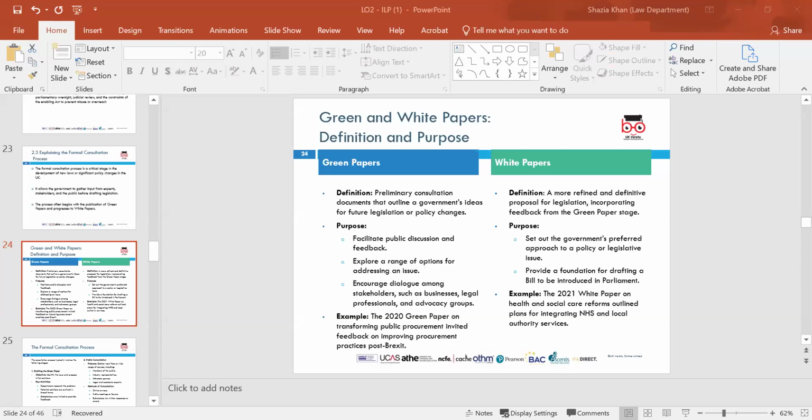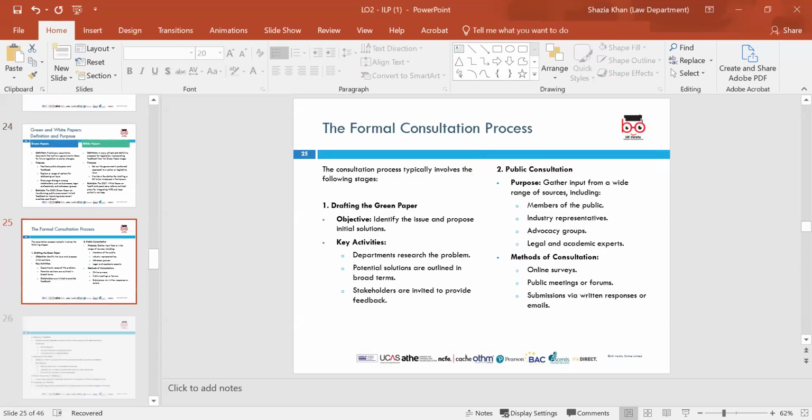And then we have the white paper, a research-based report which offers a focused description of complex topics and presents the point of view of the author or body represented by the author, to give readers an understanding of an issue, which in turn helps solve a problem or make a decision. This is an approach to a policy or legislation, and it provides a framework for drafting the bill. The main goal of a white paper is to highlight features of the solution and any amendments that need to be made. An example was the 2021 white paper on health and social care reforms, which outlined plans for integrating the NHS and local authorities.